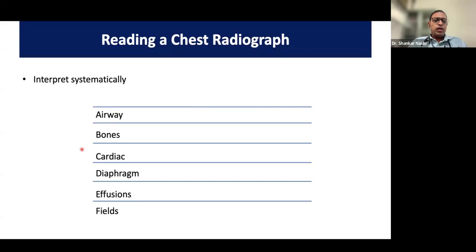So this is one mnemonic, easy to remember, I felt, so that is why I'm showing it here. A, B, C, D, E, and F. A stands for airway, B stands for bones, C stands for cardiac structures, and D stands for diaphragm. Then E stands for effusions or the pleural space. Then F stands for the lung fields. So if you remember this mnemonic A, B, C, D, E, and F, then you can go in this way so that you will never miss any of the structures that you need to check for. So in the next few slides, we'll discuss the various structures in this order.